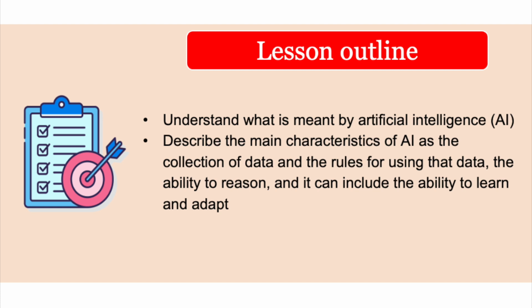Now, normally AI systems are trained and then they have the ability to deal with new kinds of data that's been input, normally known as an external stimulus. We're going to be looking at all of that in this lesson today. So let's begin by looking at what artificial intelligence actually is, what the definition is.